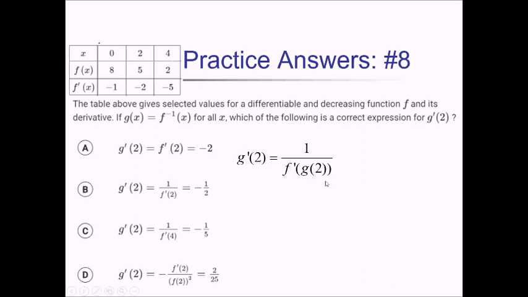So I've got f prime of 4 down there. And what is f prime of 4? Well, looking that up in the table, that's going to be negative 5. So I can rewrite this as just negative 1/5, which gives me answer choice C.